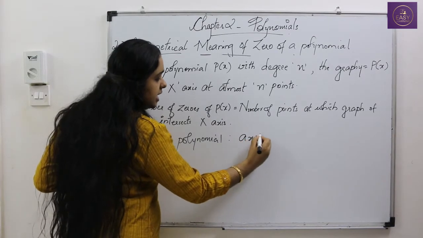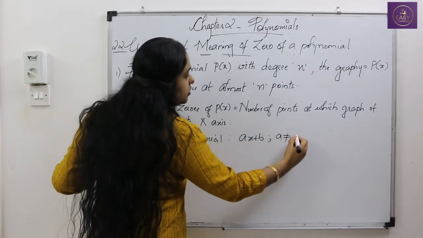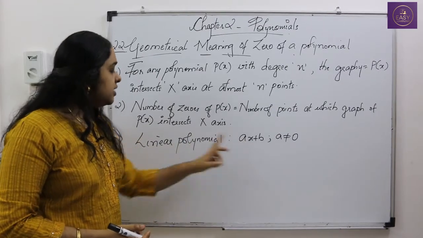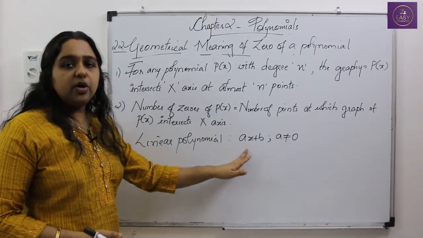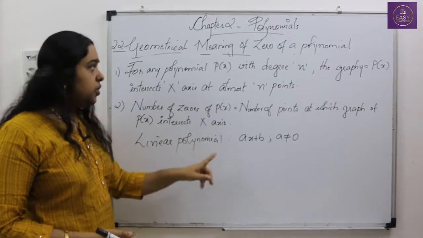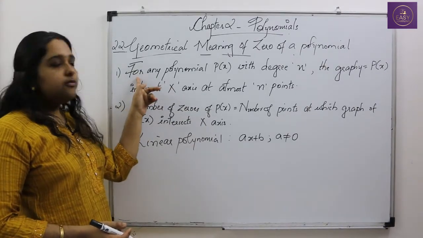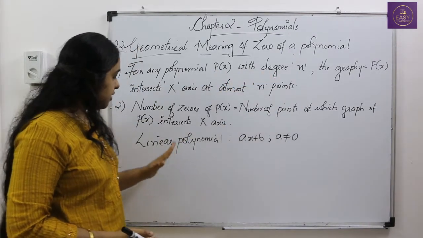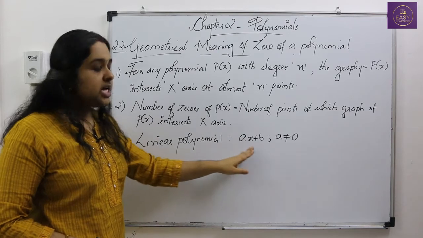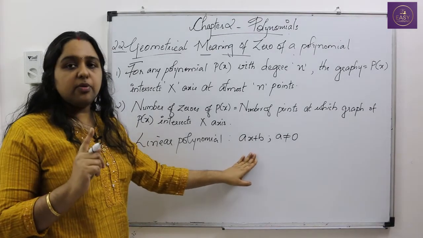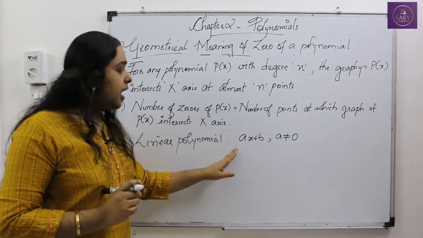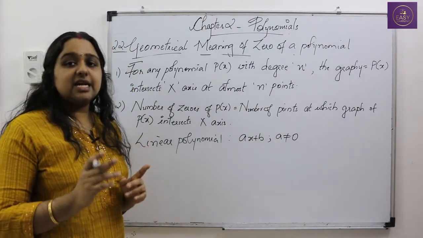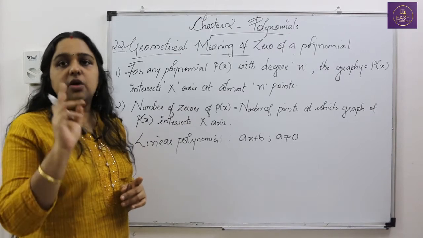Ax plus b, where a is not equal to 0. What is the degree of this linear polynomial? Degree of a linear polynomial is 1. So, in the general form, for any polynomial p of x with degree n, if we come to a linear polynomial, the degree is 1. So the graph of a linear polynomial will intersect the x-axis at 1 point, at most 1 point.